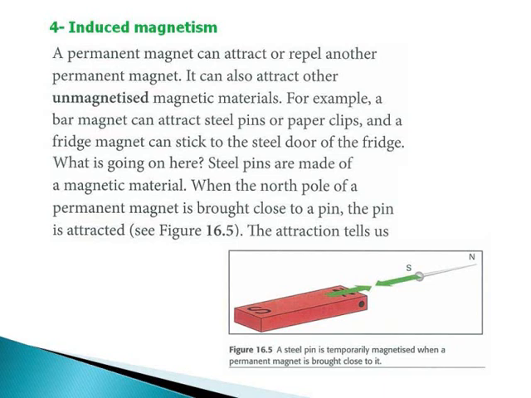So what is going on when the fridge magnet can stick on the steel door of the fridge? Steel pins are made of a magnetic material. When the north pole of a permanent magnet is brought close to a pin, the pin is attracted. The attraction tells us that the end of the pin nearest the magnetic pole must be a magnetic south pole, as shown in this figure, N and S poles.